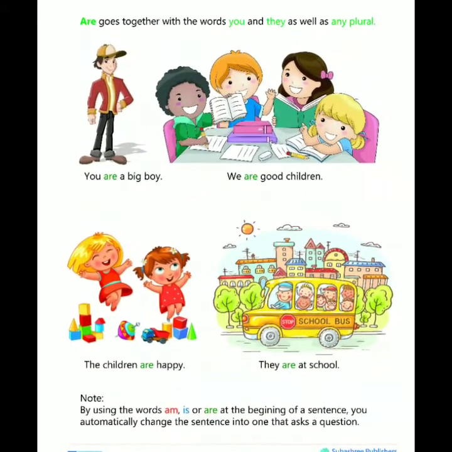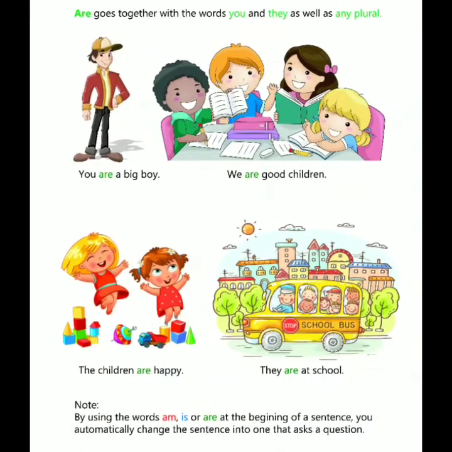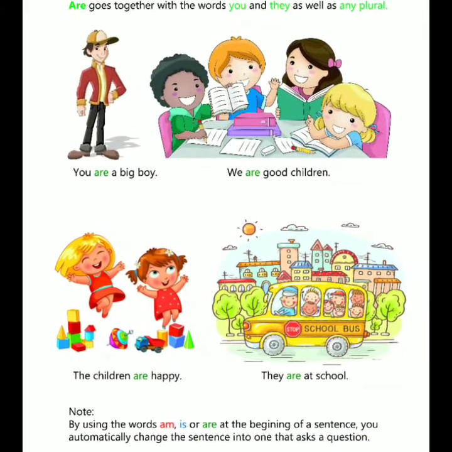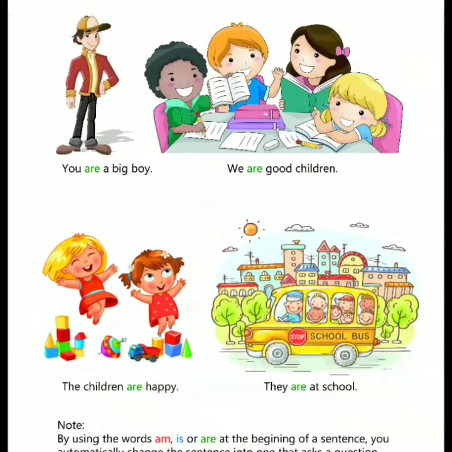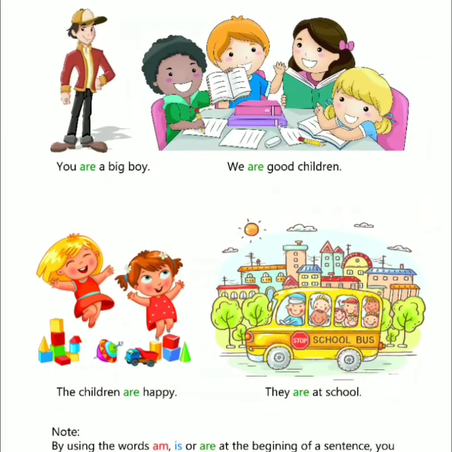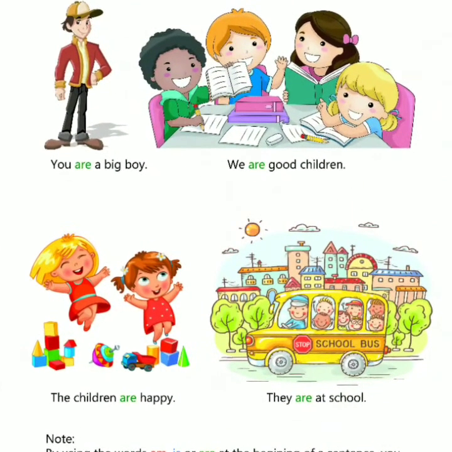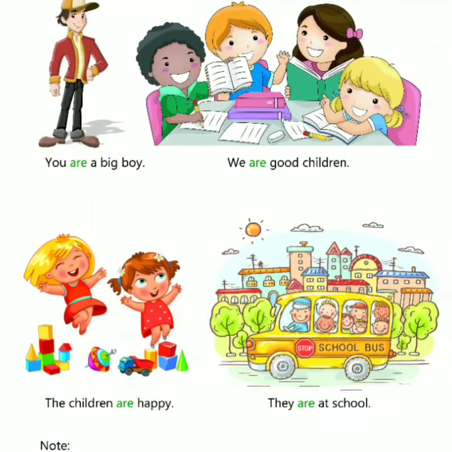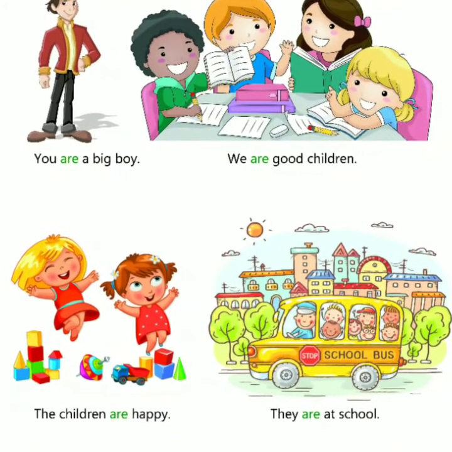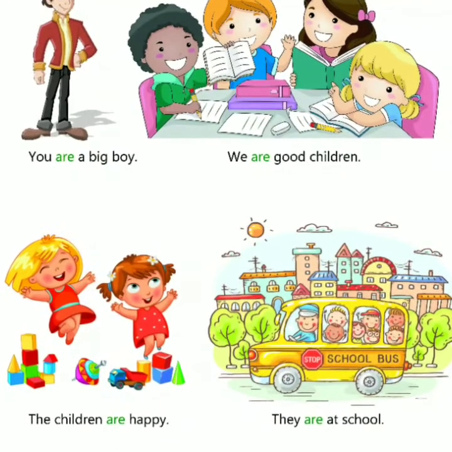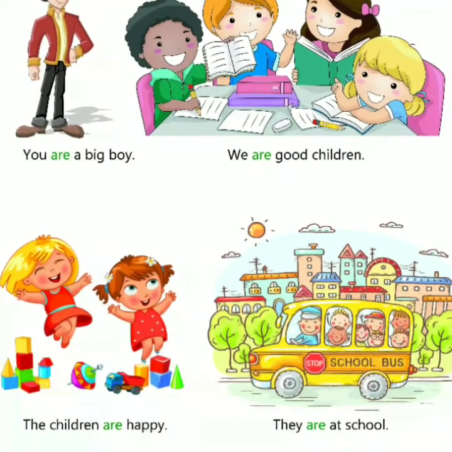Let's see some examples. You are a big boy. We are good children. The children are happy. They are at school. By using the words am, is, or are at the beginning of a sentence, you automatically change the sentence into one that asks a question. Hope you understand when to use am, is, and are.